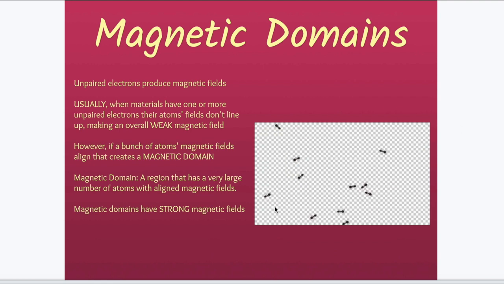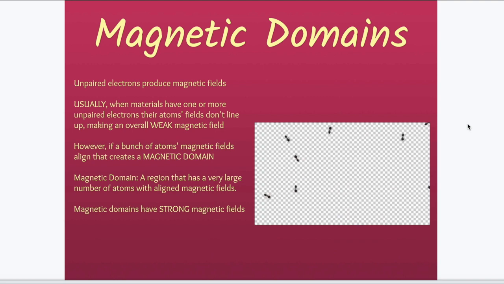Over here, I have this little animation of some ants. I want you to think about it like this. A single ant is like a single atom with an unpaired electron. It has a magnetic field, and a single ant has some strength. A single ant could pick up maybe a grain of rice or something. An atom with an unpaired electron and a magnetic field has some magnetism, but it's pretty weak. However, if you get a bunch of ants all working together in the same direction, their strength increases a lot.